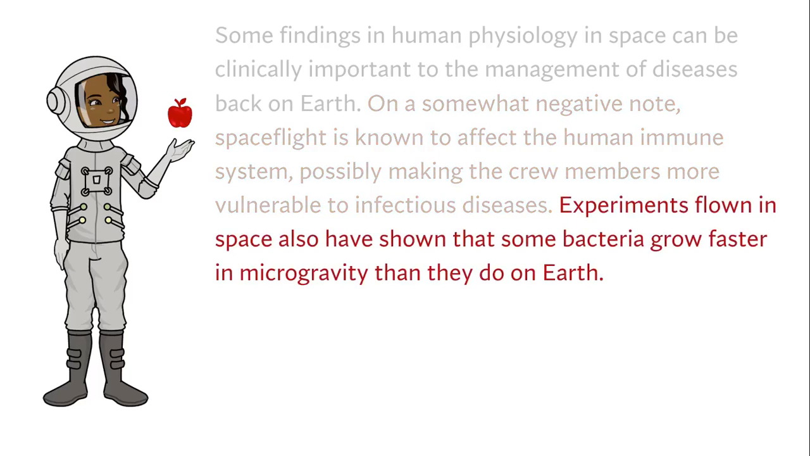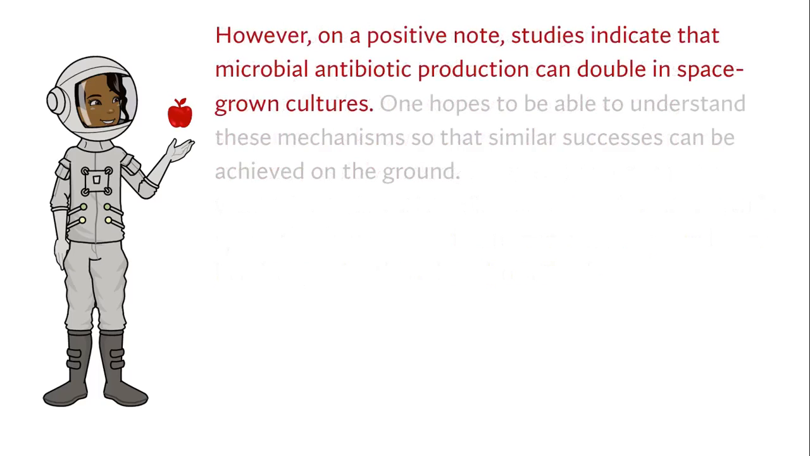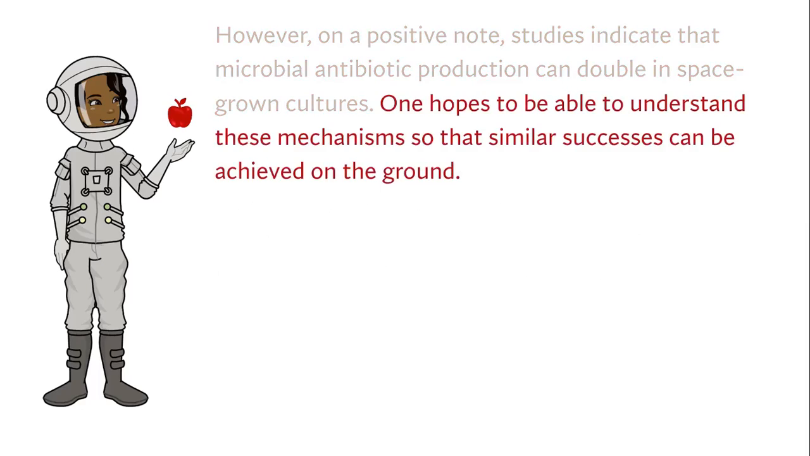Experiments flown in space also have shown that some bacteria grow faster in microgravity than they do on Earth. However, on a positive note, studies indicate that microbial antibiotic production can double in space-grown cultures. One hopes to be able to understand these mechanisms so that similar successes can be achieved on the ground.